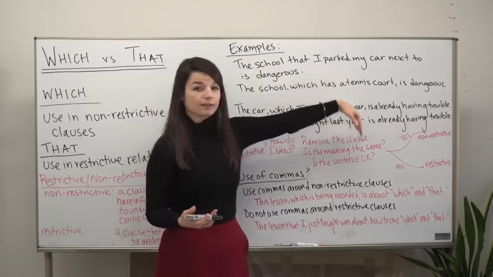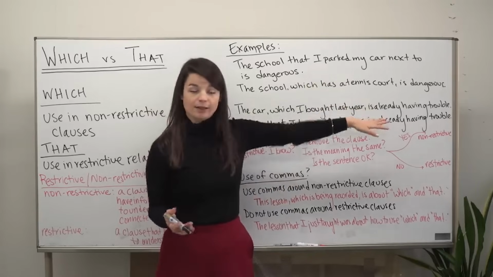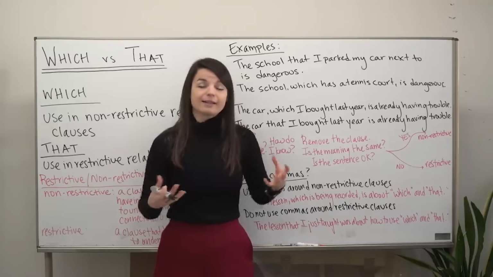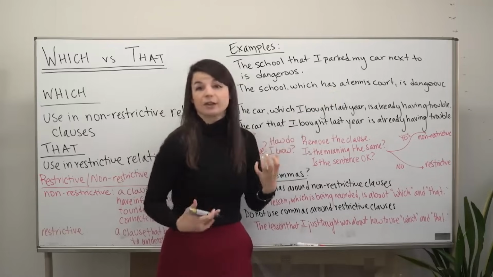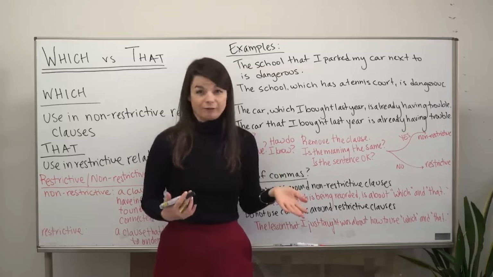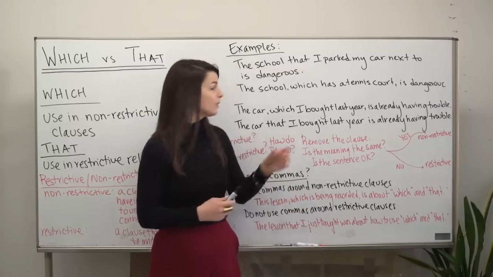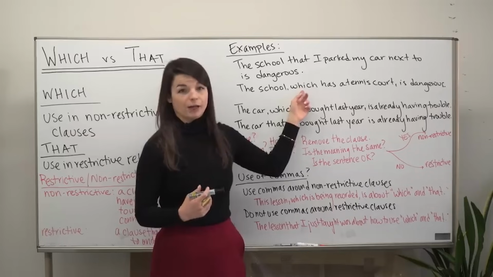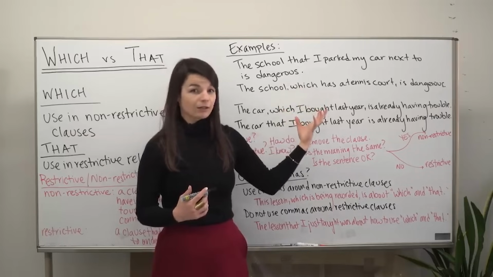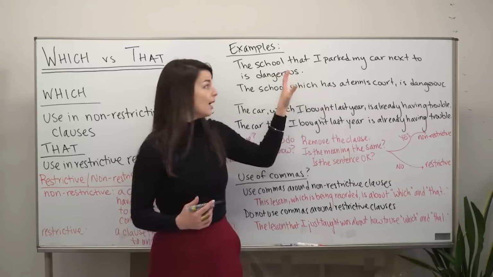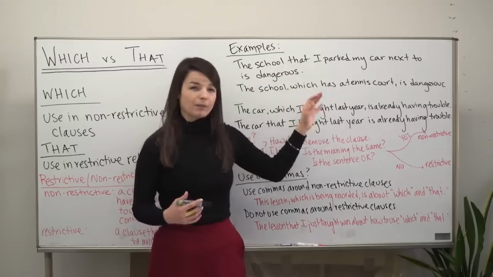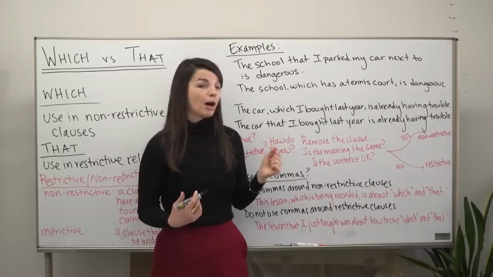If I remove this clause, the school is dangerous. The root sentence, the basic sentence, stays the same. This is just extra information. It doesn't necessarily tell us essential information about the situation. So we use which to show that. It's a non-restrictive relative clause. As I said, this is a rather extreme example. So let's take a look at something that's a little bit more complex.